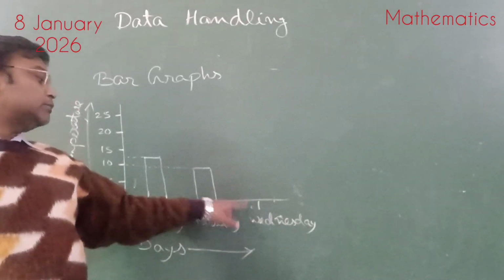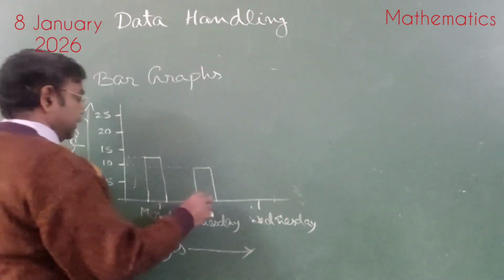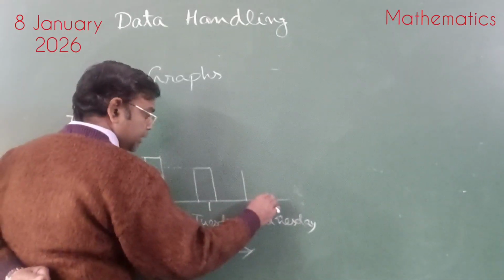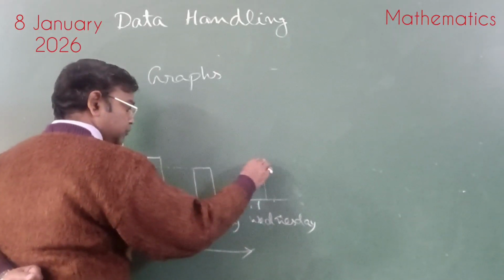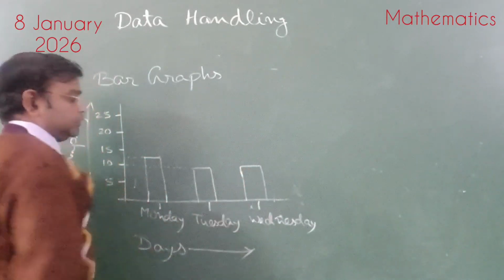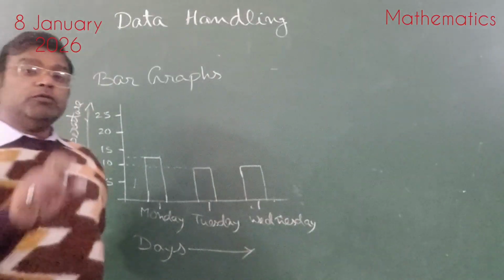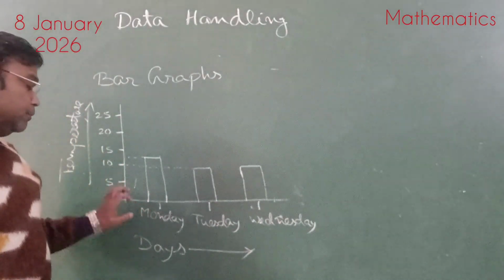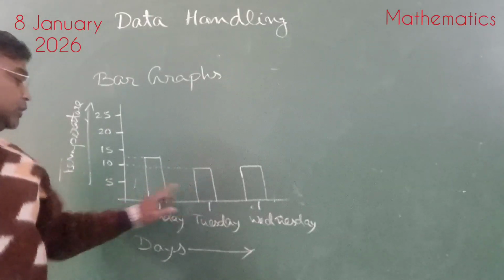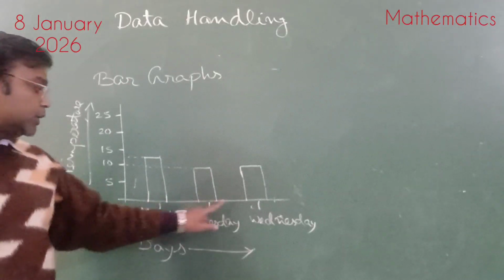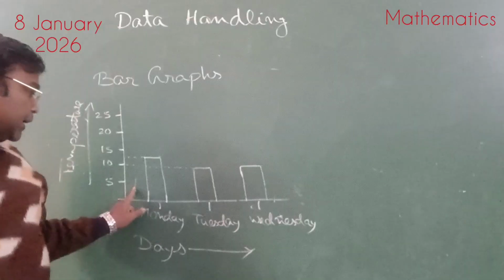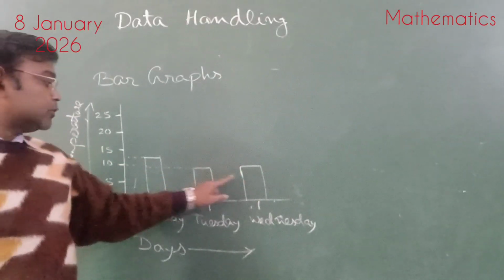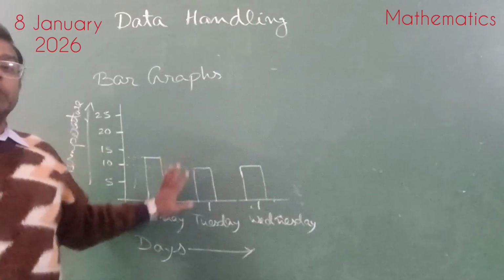On Wednesday, that is yesterday, the temperature is a little bit the same as Tuesday, so we represent this data. What to be cautious about while drawing this is that the width is always equal. The gap between two bars must be equal, and the thickness of the bars must also be equal. This is your single bar graph.